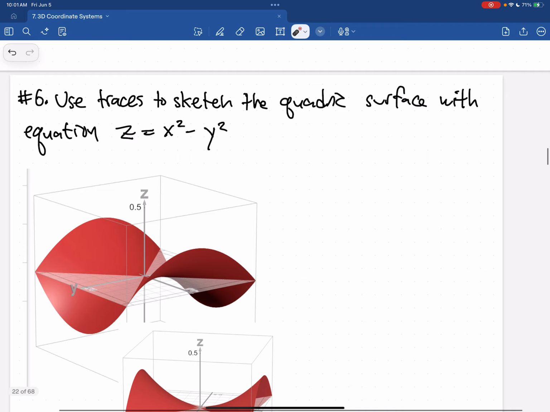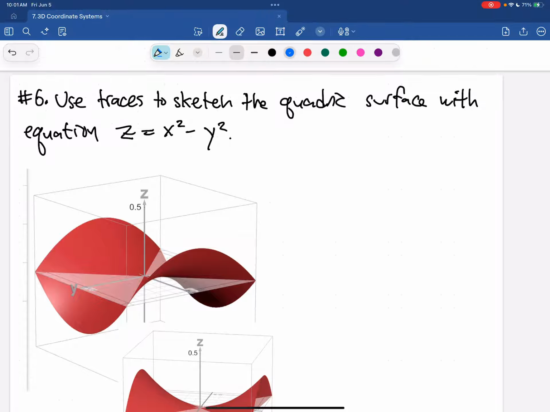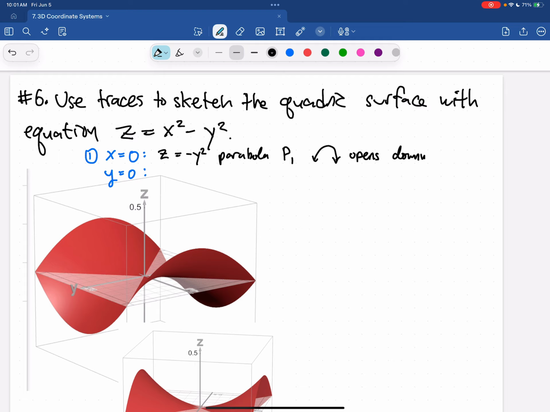First, we have this one with the equation z is equal to x squared minus y squared. We're going to follow those same two steps as before. First, we're going to look at our traces, setting either y equal to 0 or x equal to 0. If we set x equal to 0 in that equation, we get that z is negative y squared. That's a parabola. We'll call it P1. That negative means that it's opening downwards, like in the negative z direction, right?